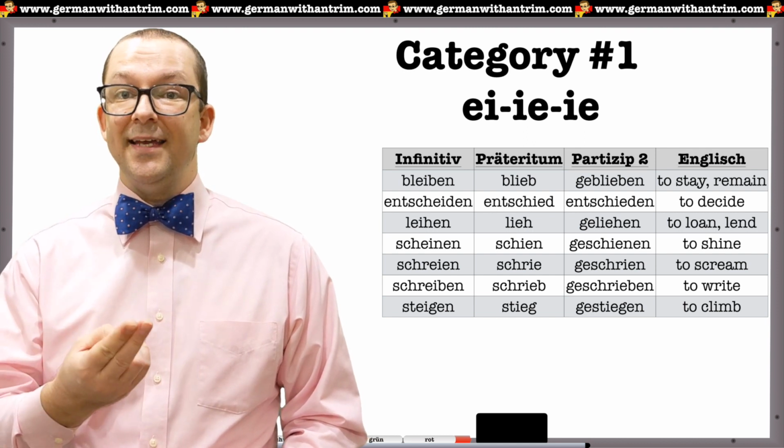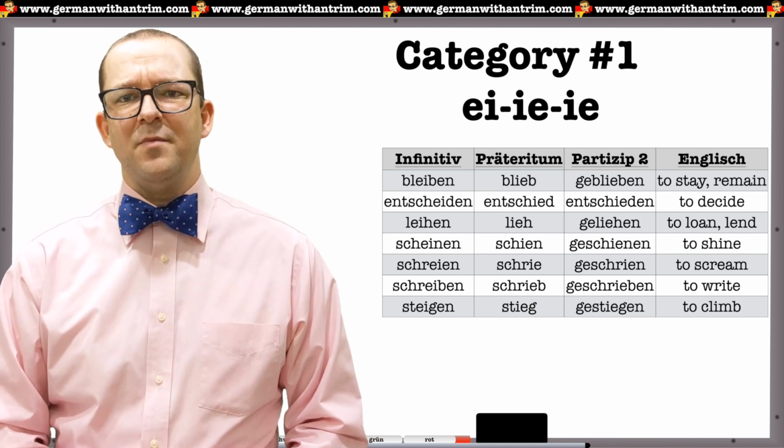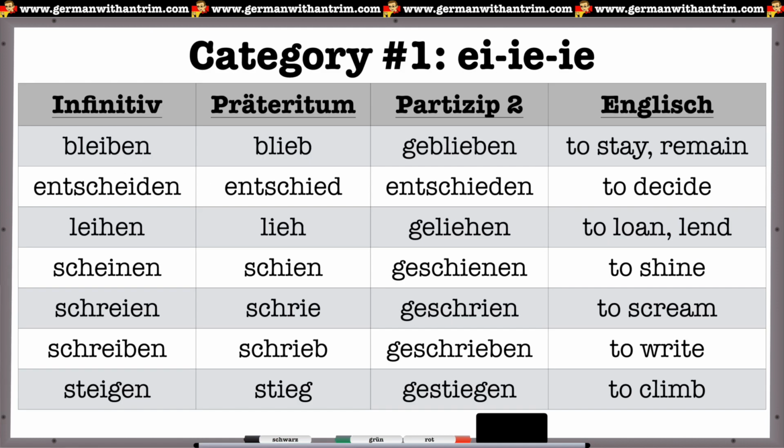Verbs that have EI in their stems in the present tense often switch those two letters to make it IE in the past tenses. For example, bleiben, blieb, geblieben. Entscheiden, entschied, entschieden. Leihen, lieh, geliehen. Scheinen, schien, geschienen. Schreien, schrie, geschrien. Schreiben, schrieb, geschrieben. Steigen, stieg, gestiegen.